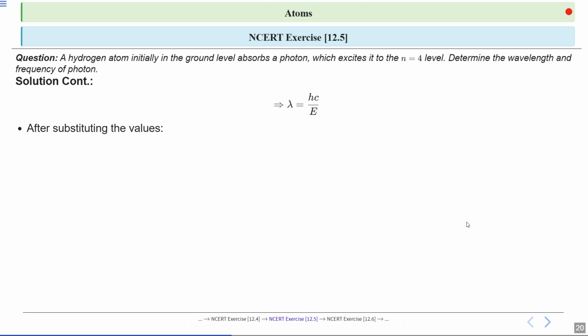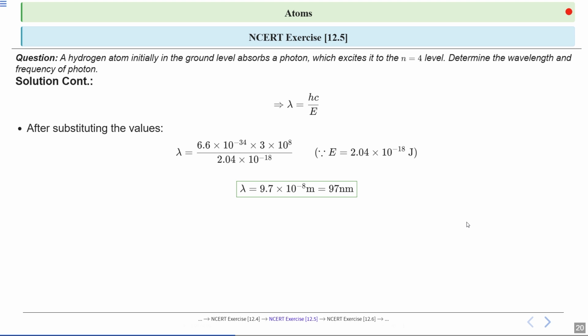Now let's substitute the known values into our formula. We will use h equal to 6.6 times 10 to the power minus 34 joule seconds, c equal to 3 times 10 to the power 8 meter per second, and E equal to 2.04 multiplied by 10 to the power minus 18 joule, which is the energy difference between the two levels. So after substituting, we get lambda equal to 6.6 times 10 to the power minus 34 times 3 multiplied by 10 to the power 8 divided by 2.04 multiplied by 10 to the power minus 18. This step shows the actual calculation. The result is lambda equals 9.7 times 10 to the power minus 8 meter, which is 97 nanometers.